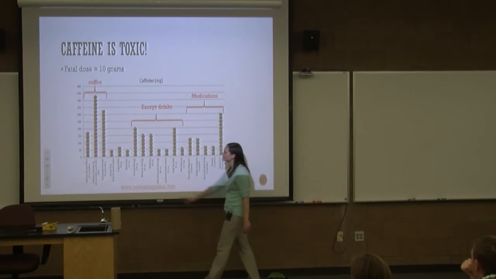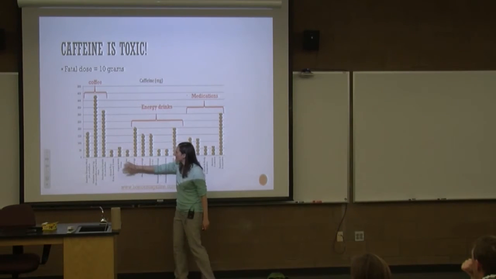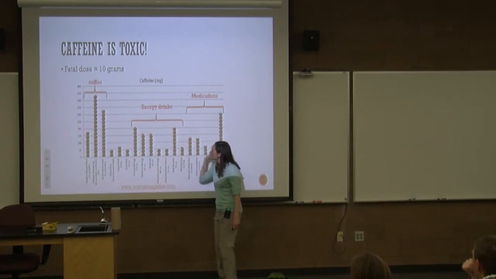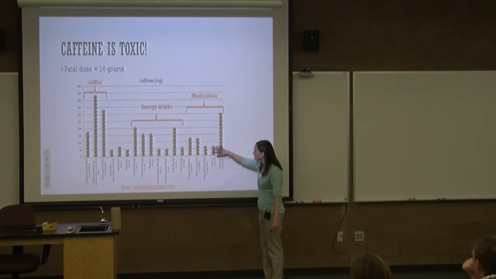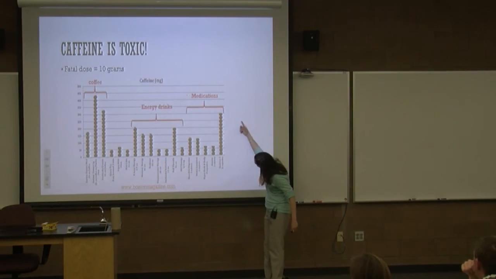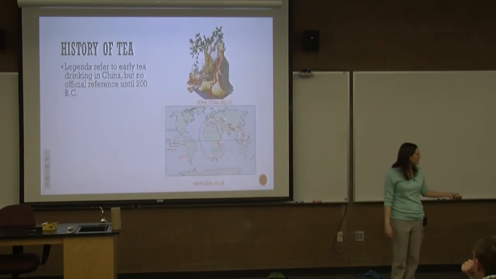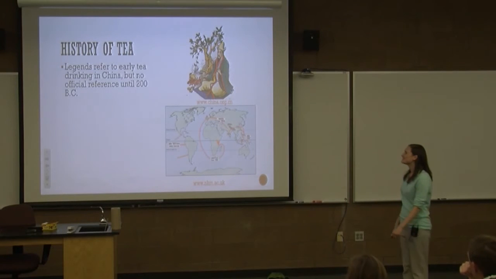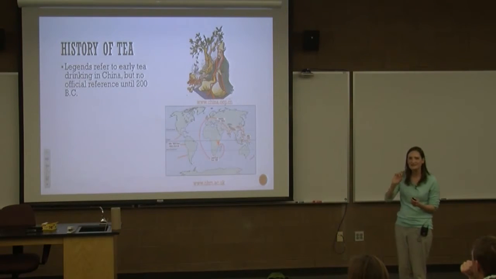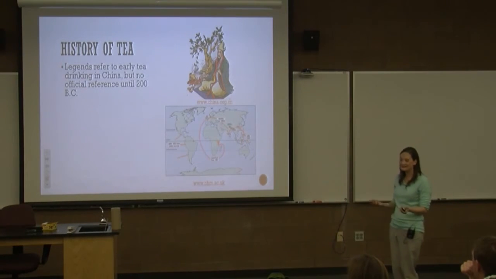In comparison, we have tea here and some soda. These are the different energy drinks. And then we have some medications like Excedrin, Bayer Back and Body, Anacin, Vanquish. So different things do contain caffeine. Okay, now on to tea. I'm going to talk a tiny bit about tea, coffee, and chocolate, and then how these all come together in the Opium War.